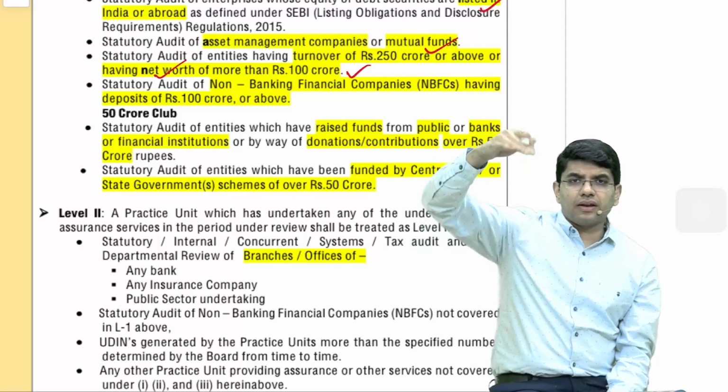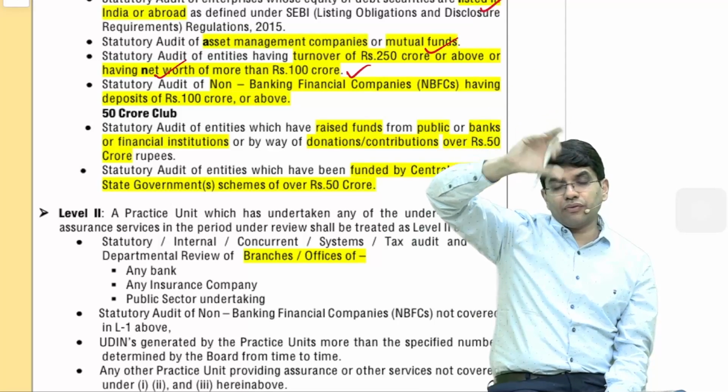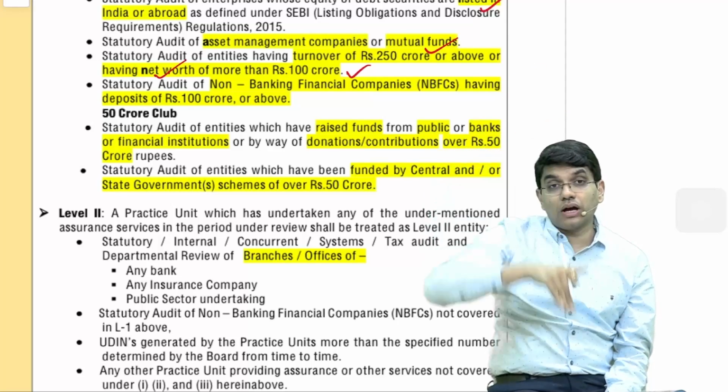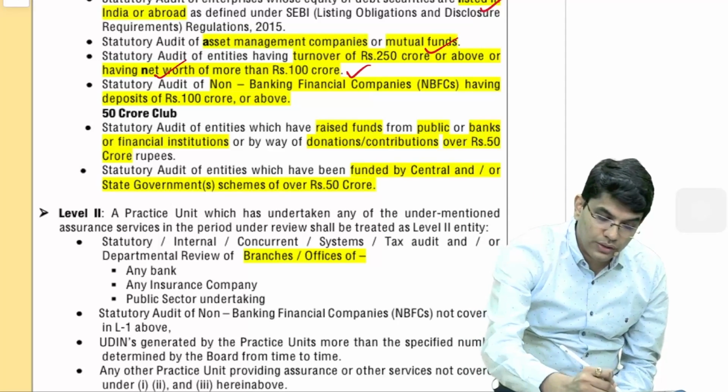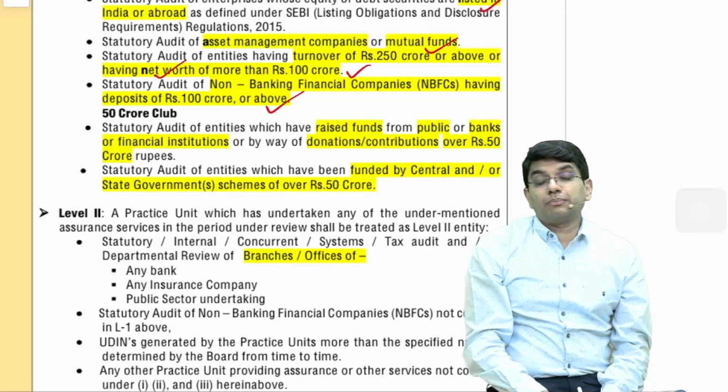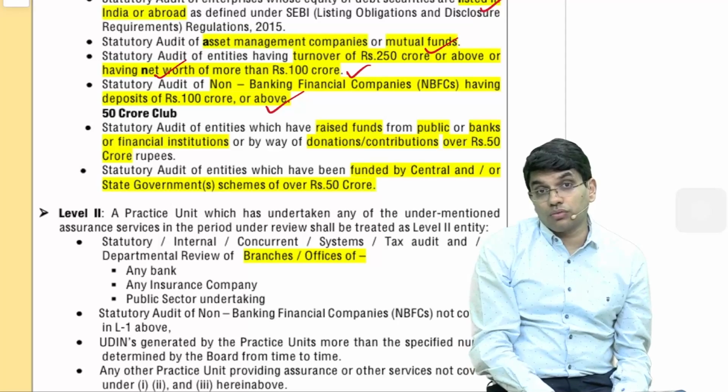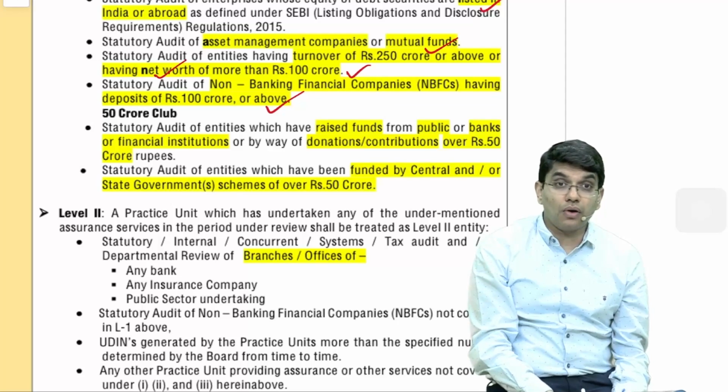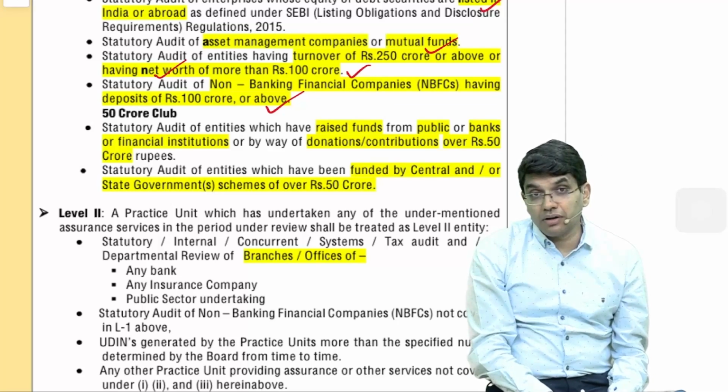Now compare. The turnover limit is the same, but the net worth limit has changed. That was 5 crore, now it is 100 crore. Again, you will be level 1. If you're doing audit for an NBFC, where the deposits taken by the NBFC are 100 crore or above, again you will fall in level 1.